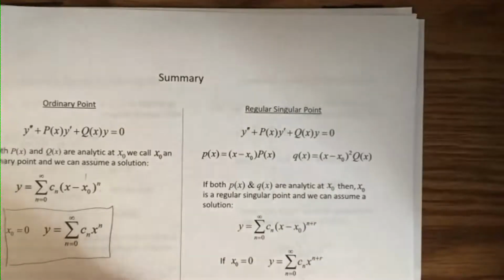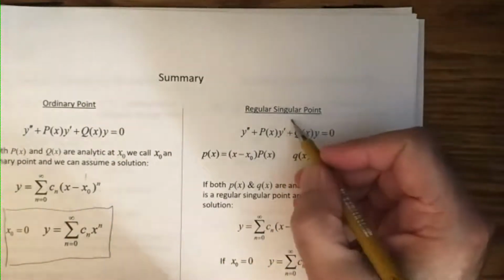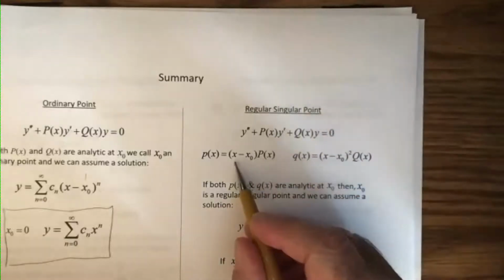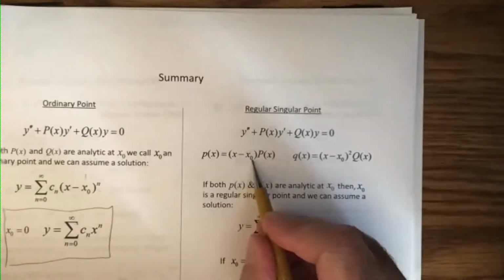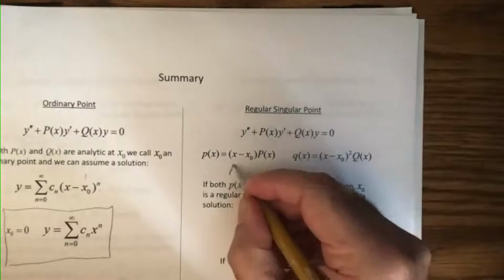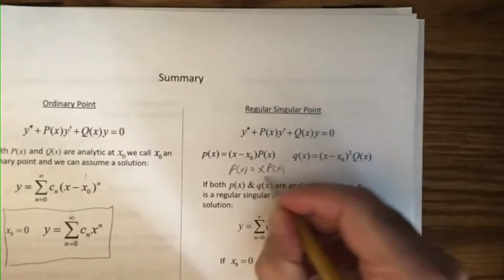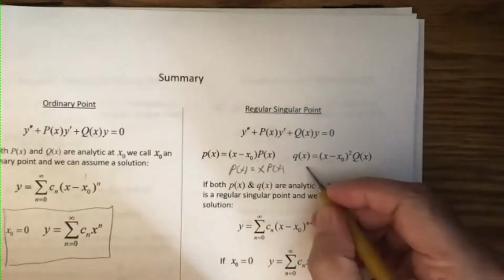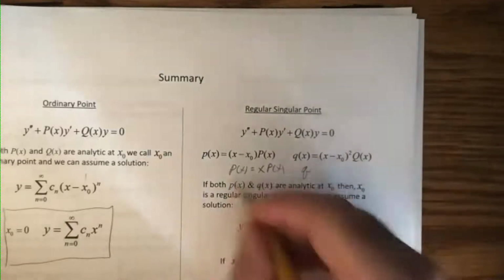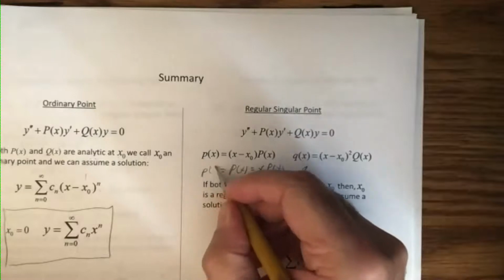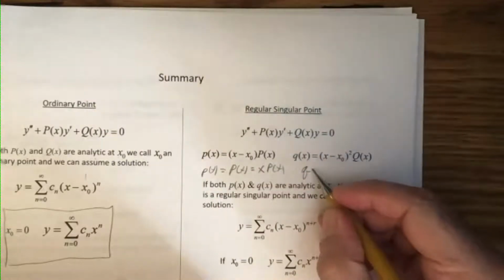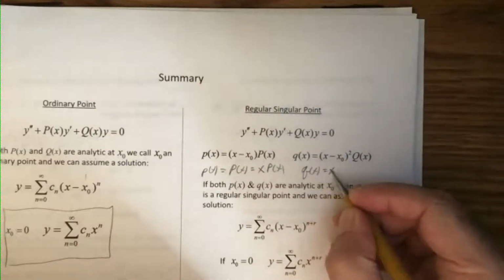Now, to test if we have a regular singular point, we just multiply by x minus x0. If we're doing it about 0, it'll just be this, and this will be little p. If we're doing it about 0, and this is x squared.